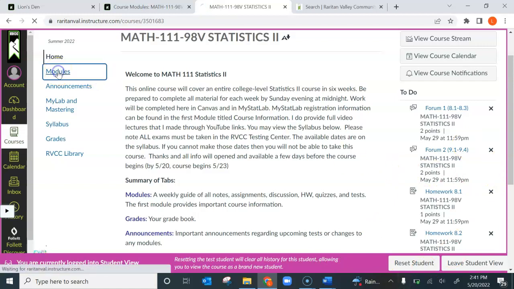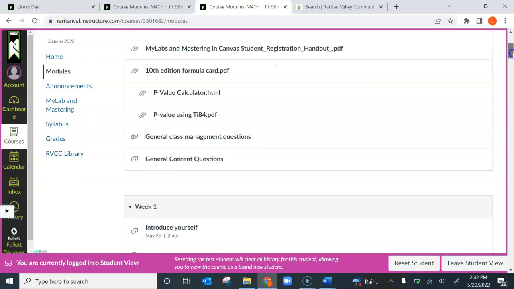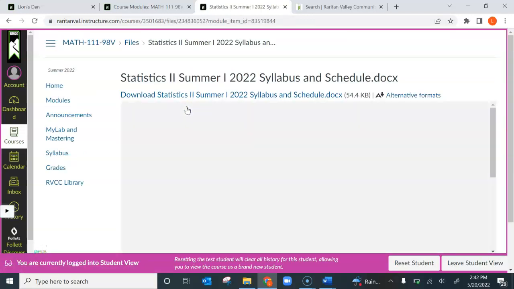So let's take a look at modules. This is where you're going to go through everything. I have created 6 modules, one for each week, plus this course information module. So in this course information module, of course, you will have found our welcome video. That isn't there because I'm making it right now. And then our syllabus. So let's start off by taking a quick view of our syllabus.